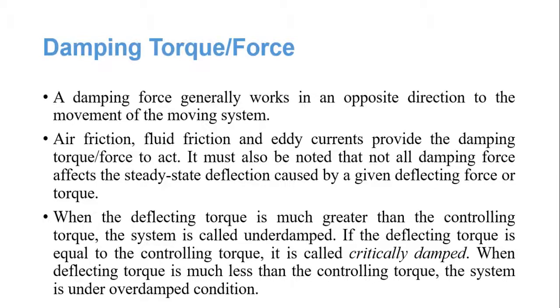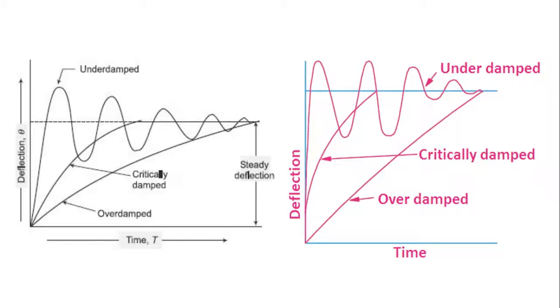If the deflecting torque is equal to the controlling torque, it is known as critically damped. When the deflecting torque is much less than the controlling torque, the system is in the overdamped condition. So this is the response of the system with respect to deflection, where damping will be there. However, the straight line in the left hand side figure, dotted line and then full line, is the steady deflection that we are expecting, and in the right hand side figure, the sky blue line shows the steady state deflection.